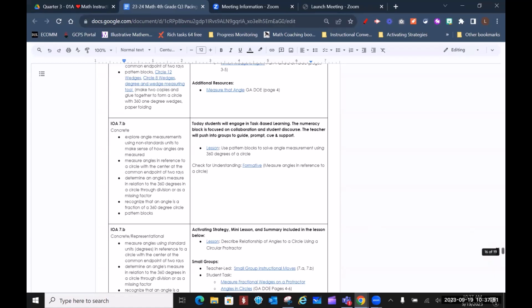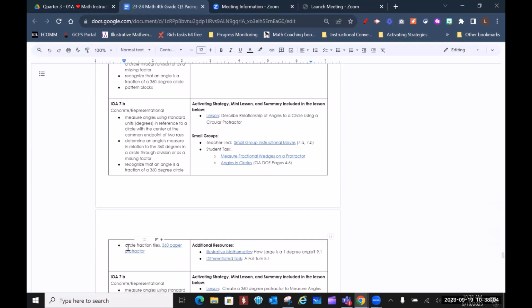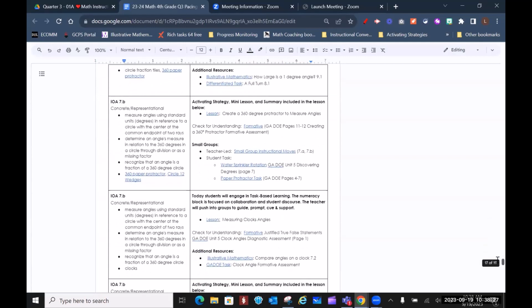I'm going to scroll on down so we can see on this day that's concrete representational, the first bullet here, measure angles using standard units. And we have some suggested manipulatives here, starting out with the 360 paper protractor that we referenced earlier. After that, students will begin measuring angles using a 360-degree protractor. I'm going to scroll down to where we see that. So we're still with the paper protractor there.